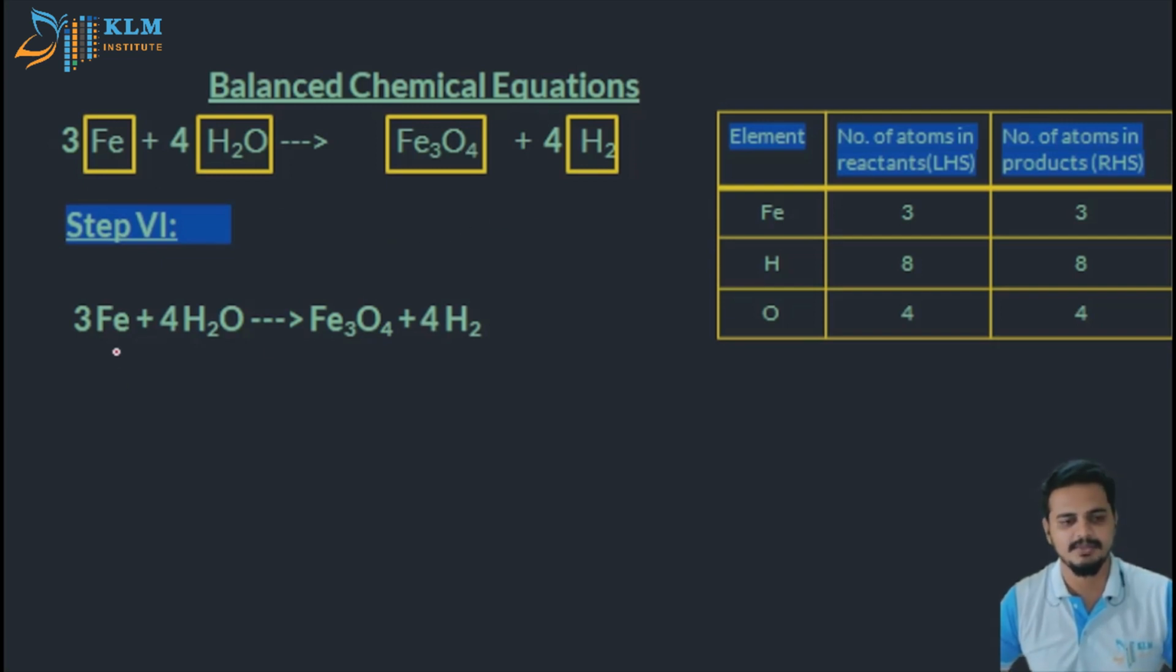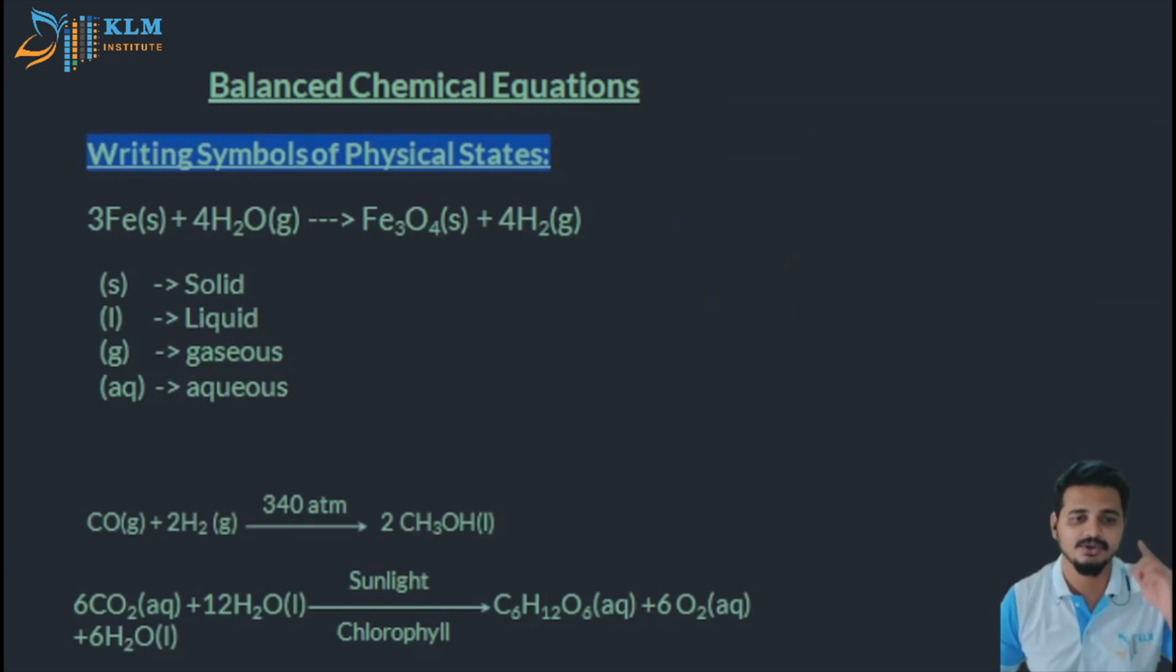In the next step, you can just check the number of atoms in the reactants and in the products. Here Fe is balanced, hydrogen is balanced, and oxygen is balanced. Now you know how many atoms or molecules of each substance take part in a reaction. But what about their physical state? In what form are they? You do not know about that. So we need to represent that also. You can write symbols for that.